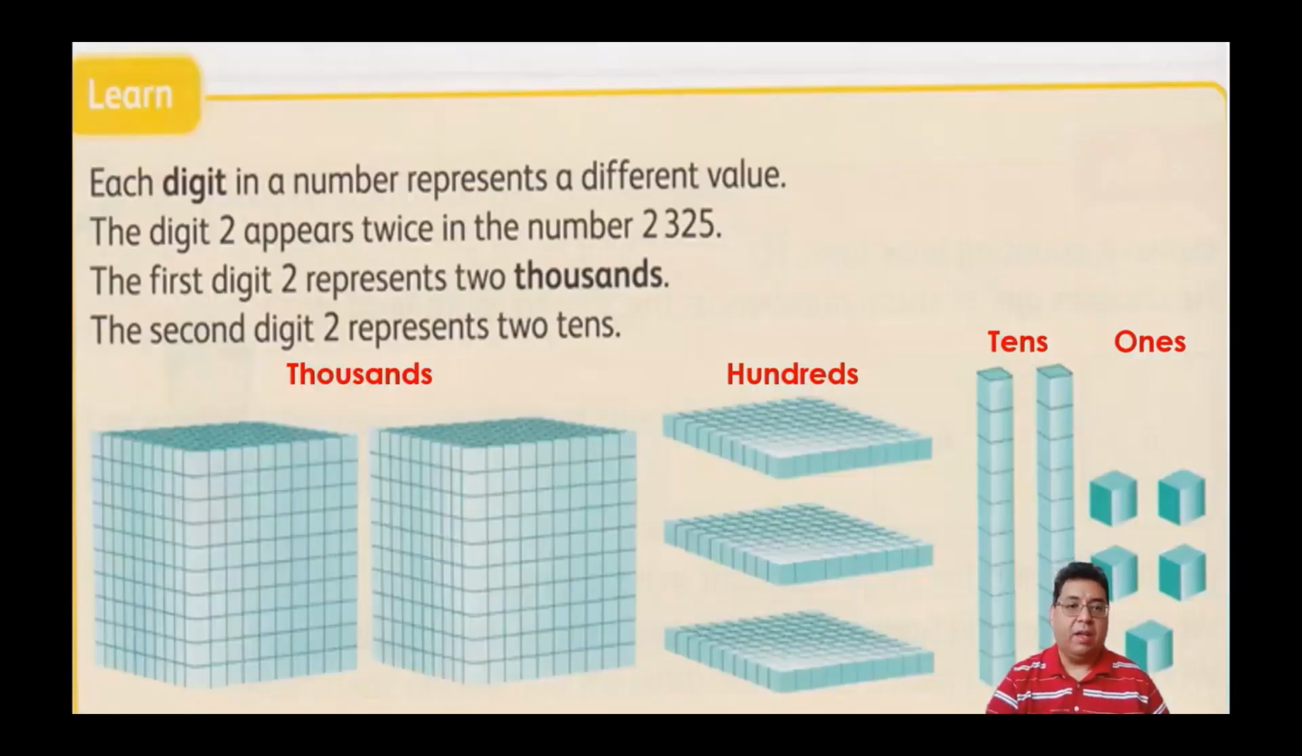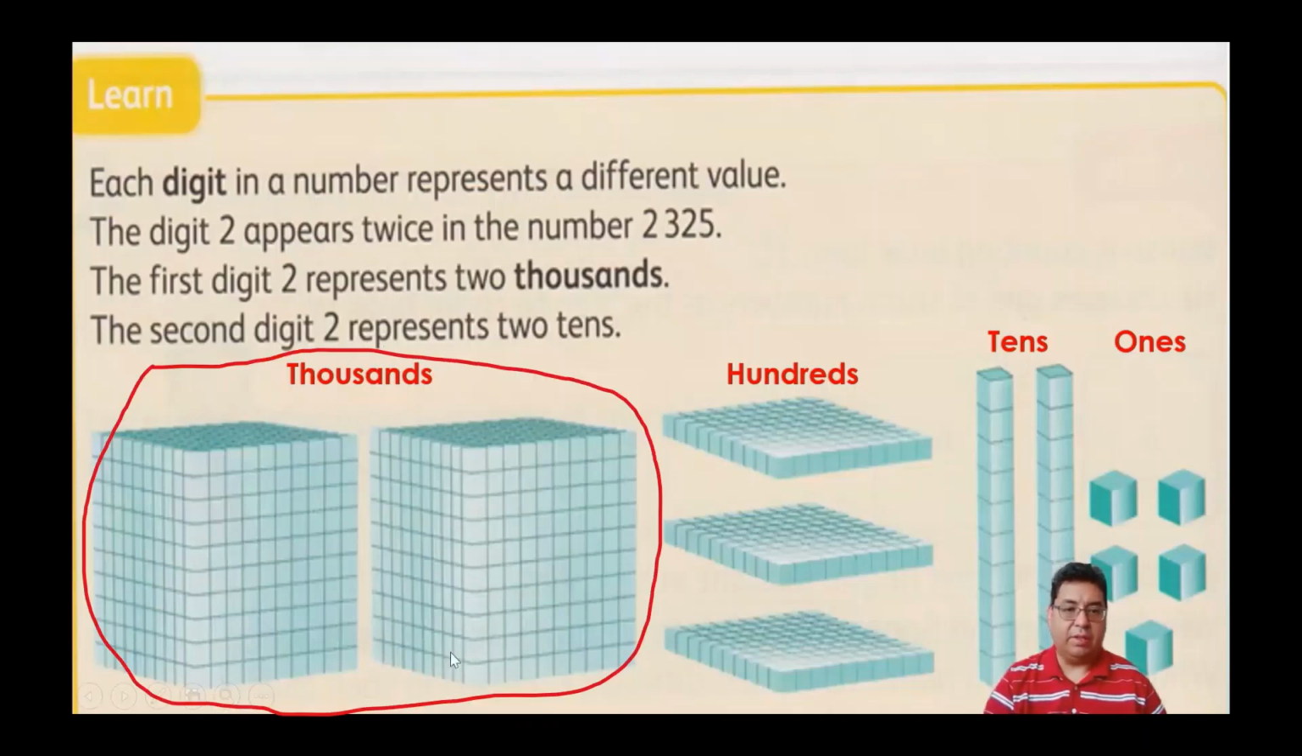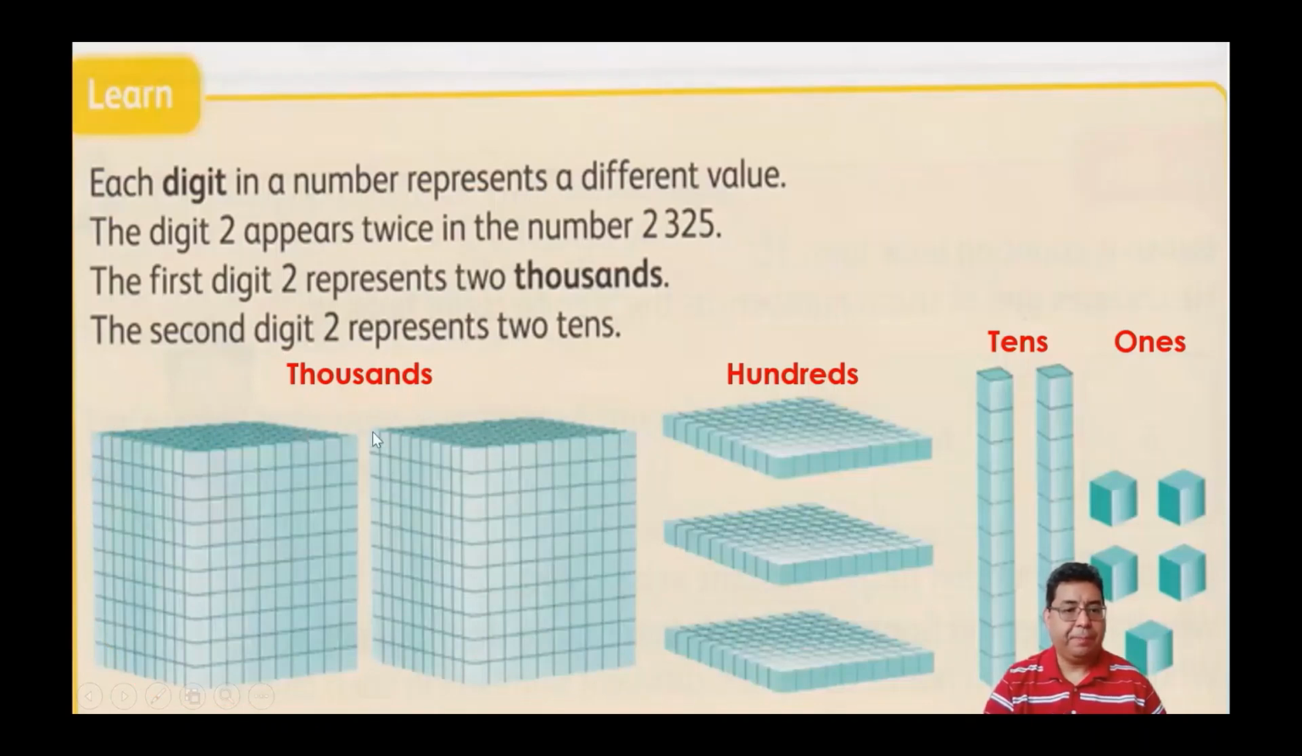So here, I just have, again, another outline. It says that each digit in a number represents a different value. The digit 2 appears twice in the number 2,325. The first digit 2 represents 2,000s. So you can see there's 2,000s here in the big block. The second digit 2 represents 2 tens. So over here in the tens place, you've got 2 tens representing the 2.